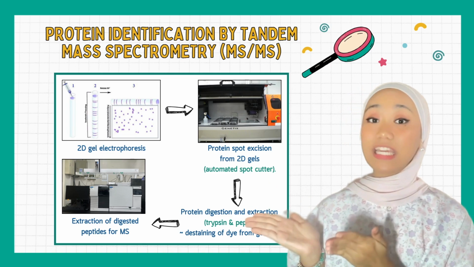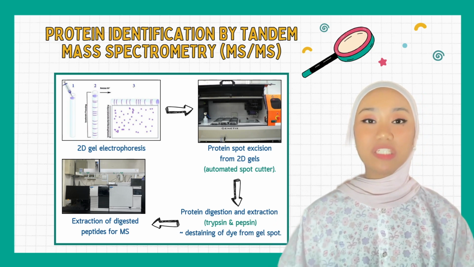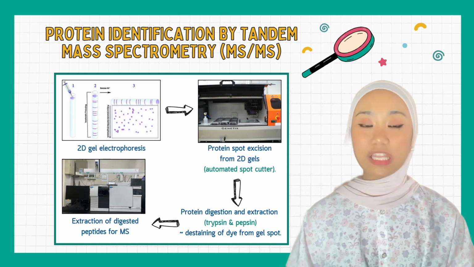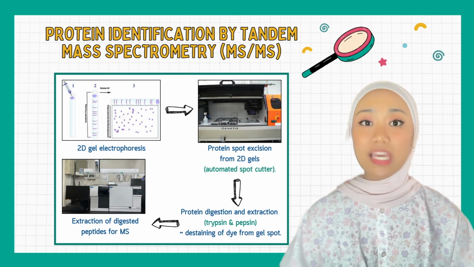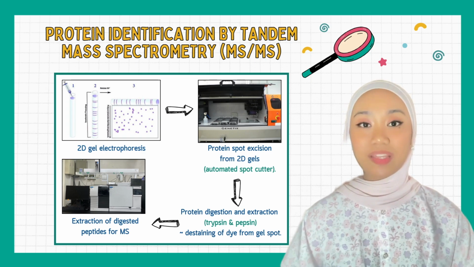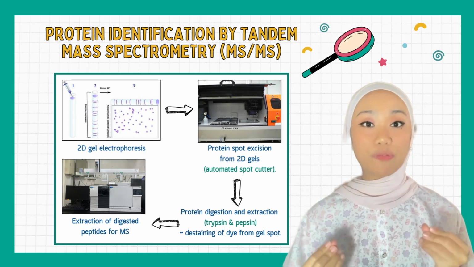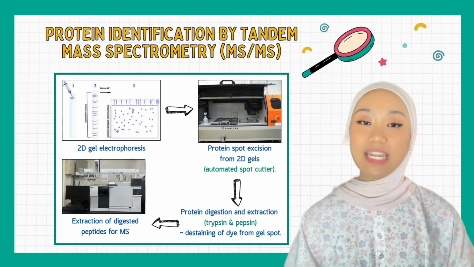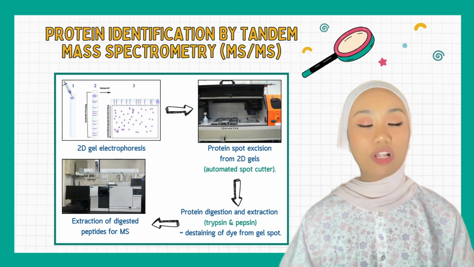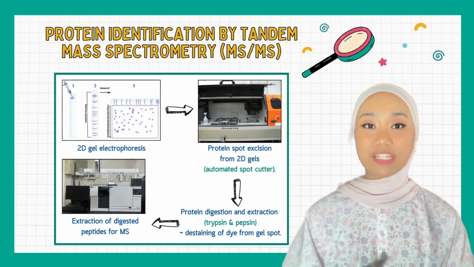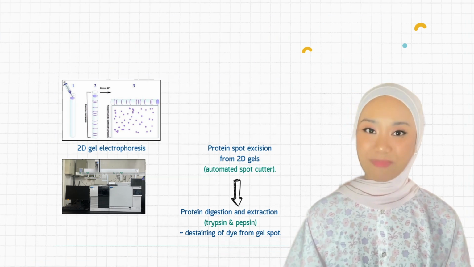As you can see in this flow chart, following 2D gel electrophoresis, the protein spot of interest will be cut either manually or automatically. If done automatically, we will be using an automated spot cutter. After that, the protein spot of interest will undergo protease digestion using trypsin and pepsin, and the dye will also be removed to avoid interference. The extracted digested peptides are now ready for MS.